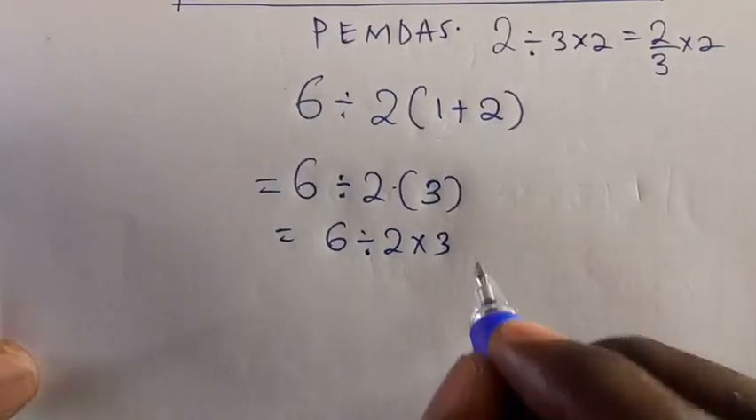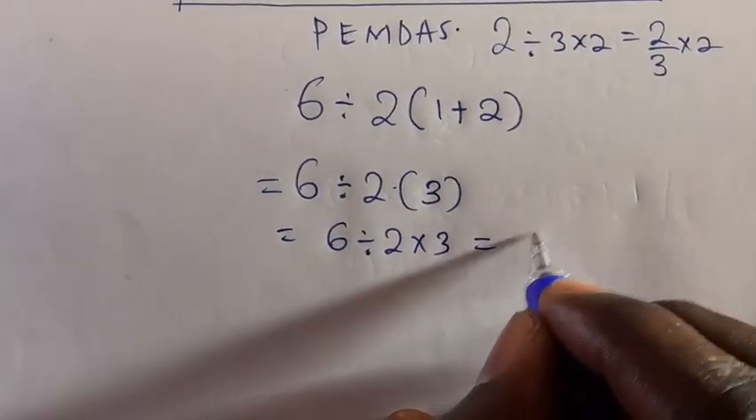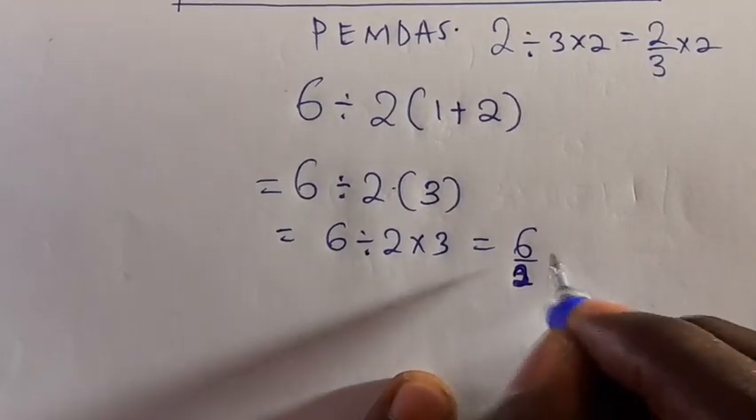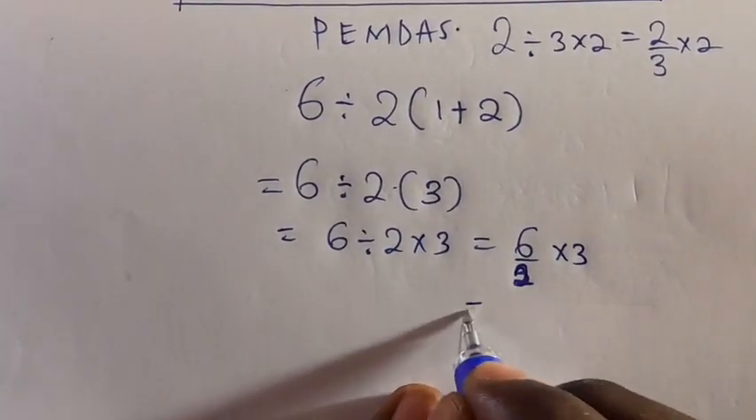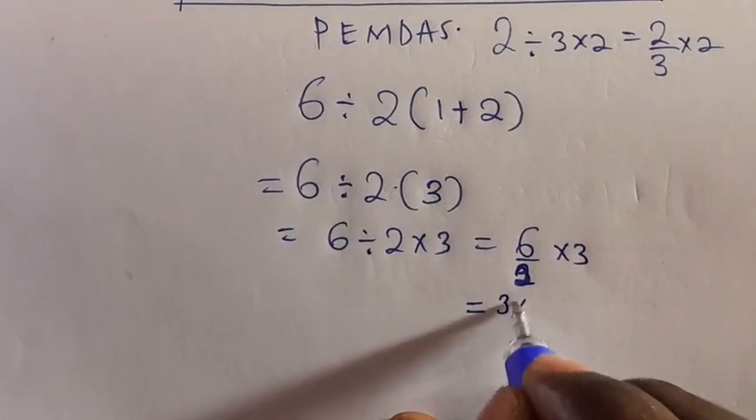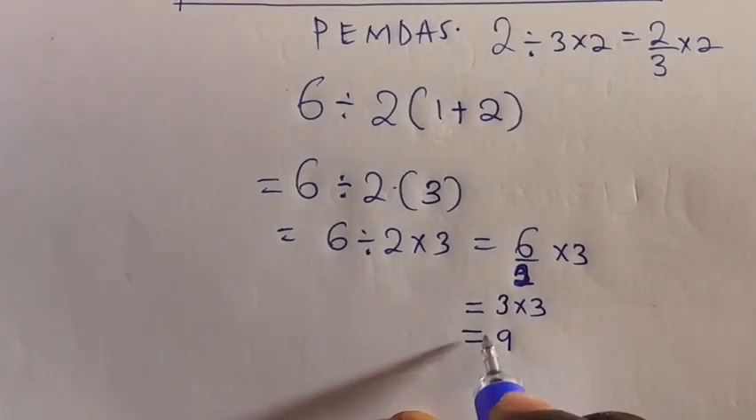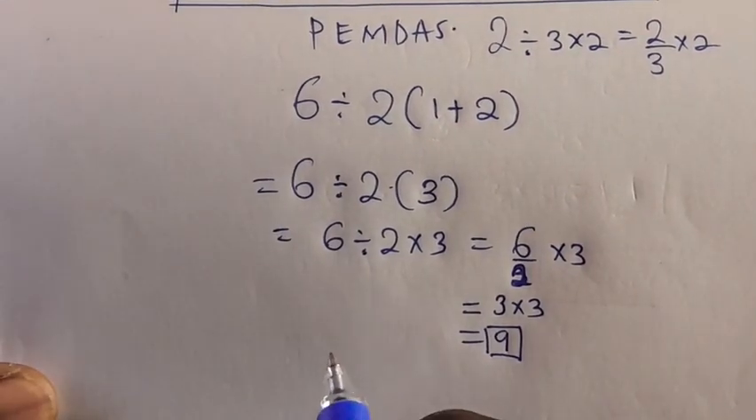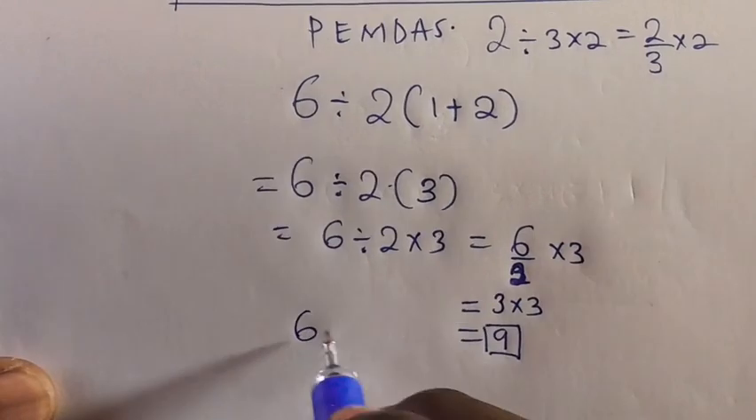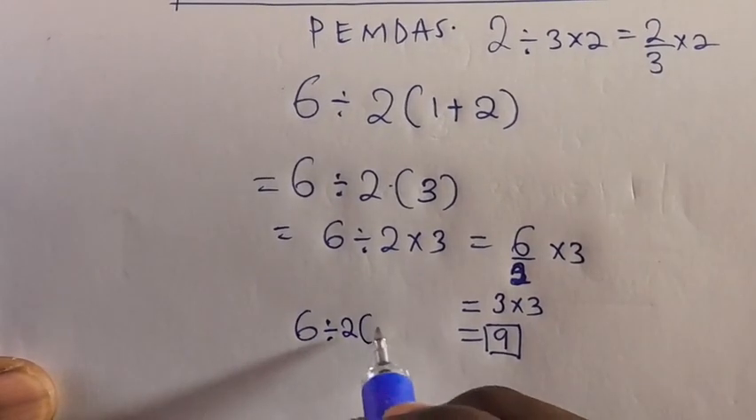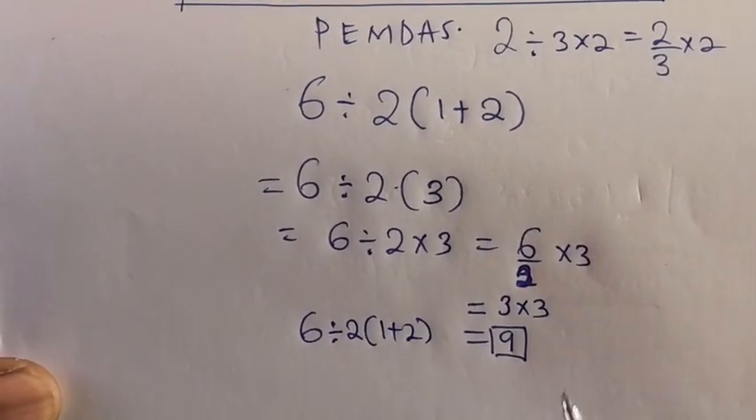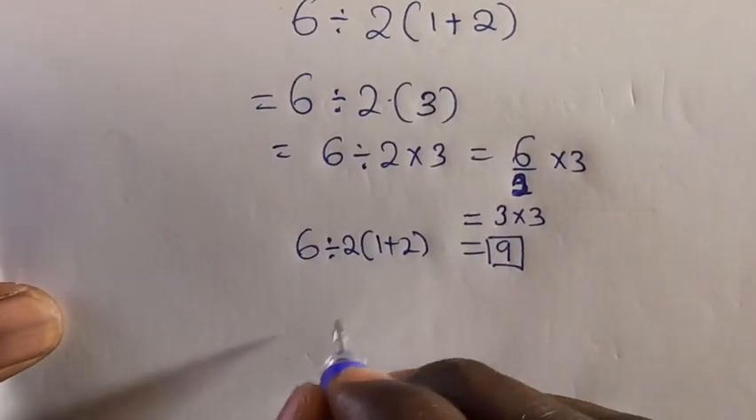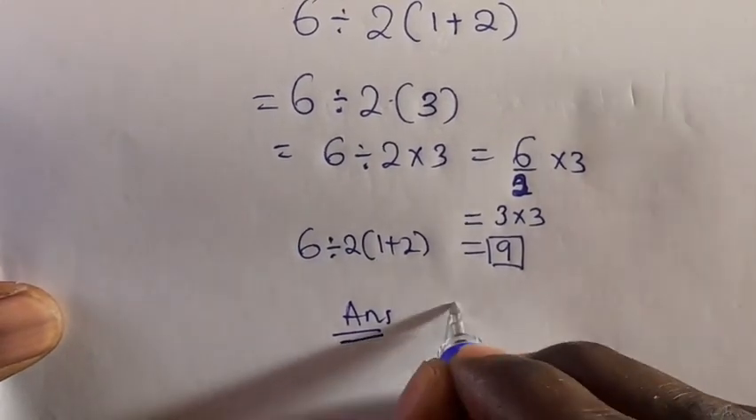Now we are going to have this to be 6 divided by 2, then multiply by 3, and this one will now be equals 3 times 3, where we are going to have it to be 9. So according to PEMDAS and BIDMAS, we have this to be equals 9. But when you use some Casio calculator, you are going to have your answer to be equals 1.